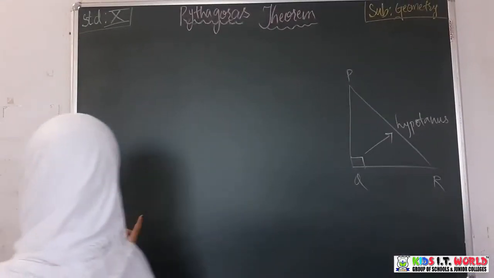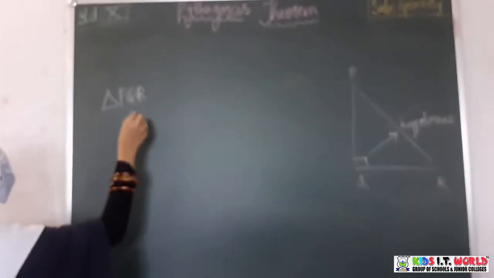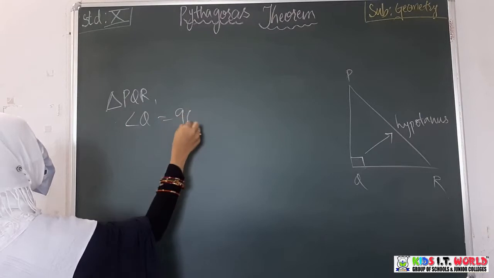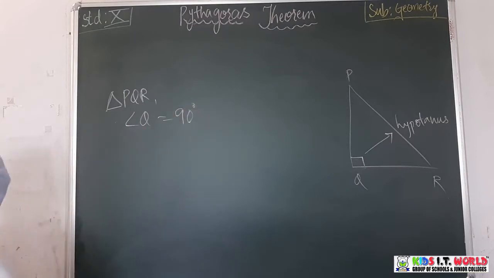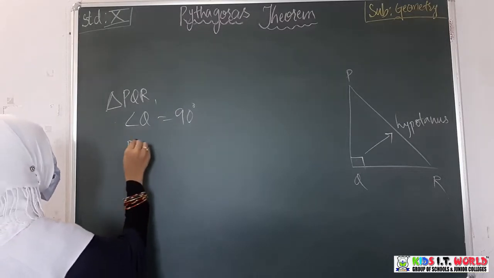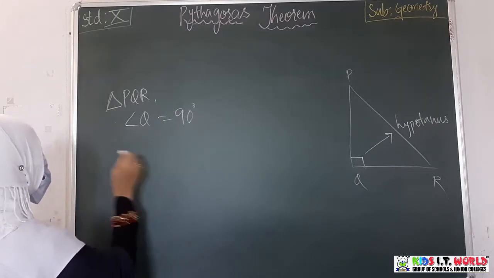Next, Pythagoras theorem states that in a right angle triangle, the square of the hypotenuse is equal to the sum of squares of the remaining two sides. First of all, consider triangle PQR is a right angle triangle, where angle Q is 90 degrees. So Pythagoras theorem says that the hypotenuse square, what is hypotenuse square? PR square.